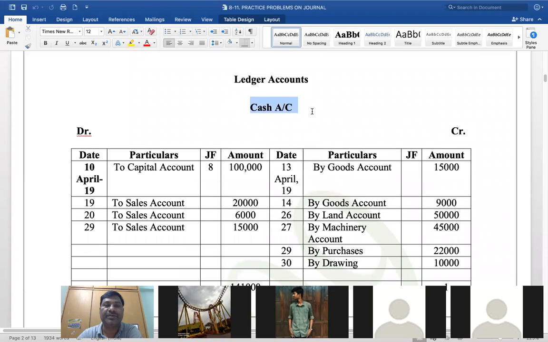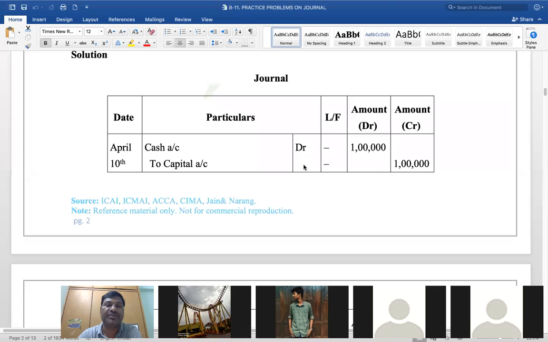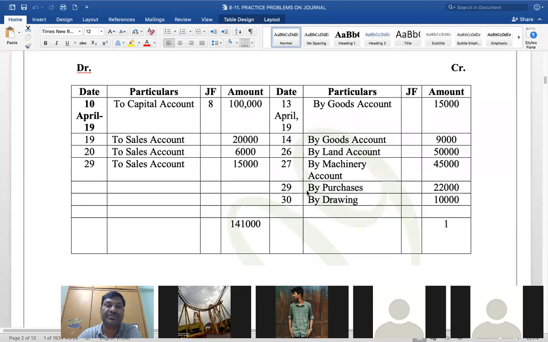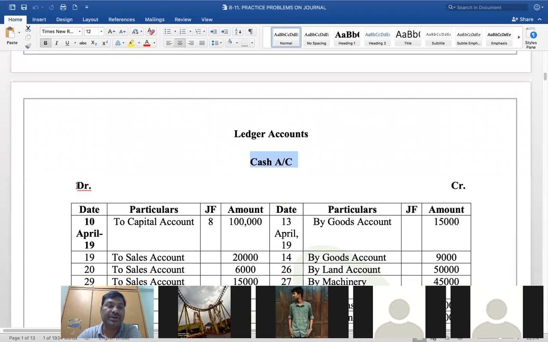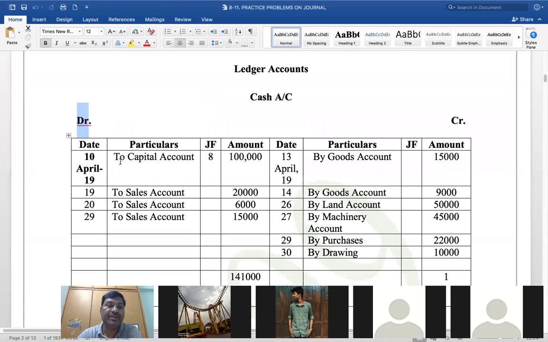Cash account, first one. Cash account debit to capital account. Which date? 10th April. What's the amount? 1 lakh. Okay, cash account debit to capital account on this date, this amount. Come here to the ledger. Cash account debit to capital account. This is the amount.